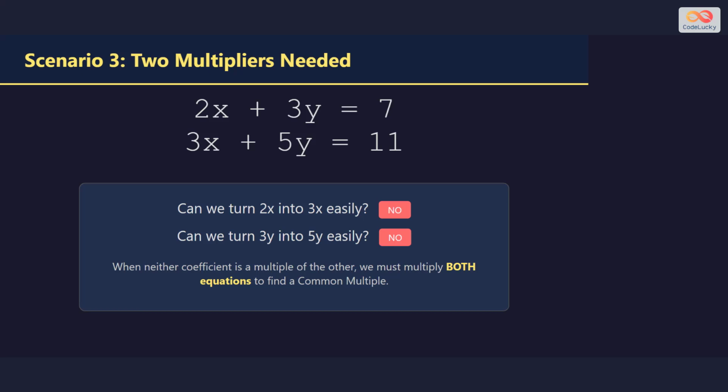Now for the toughest scenario. 2x plus 3y and 3x plus 5y. 2 does not go into 3 evenly. 3 does not go into 5 evenly. In this case, we have no choice but to multiply both equations. We need to find a common multiple for either x or y.